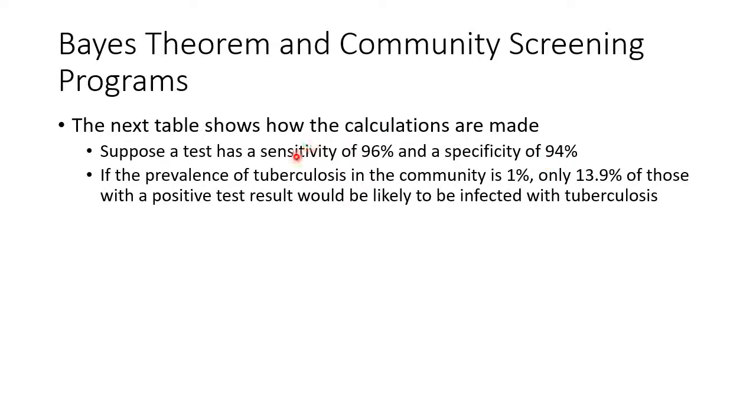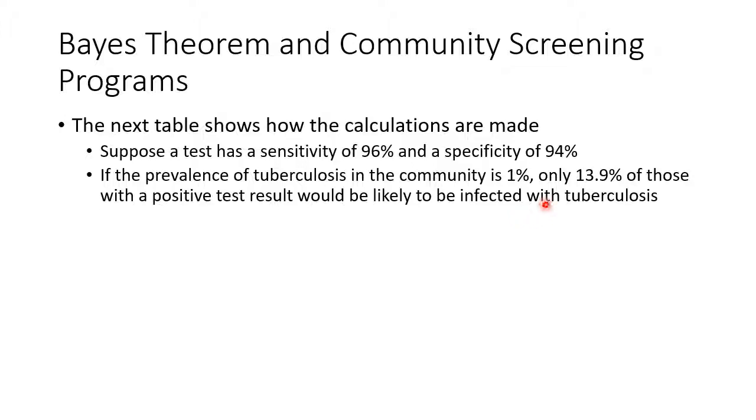But let's say, for the sake of argument, that our prevalence of tuberculosis in the community, we estimate to be about 1%. Now, are we always going to have an absolute concrete number of what that percentage is? No, but we can kind of estimate it, right? And that's where things like surveillance systems can help us get an idea of what that is. And so going through the math, we'll see that only 13.9% of patients who have a positive test result are actually likely to be infected with tuberculosis.